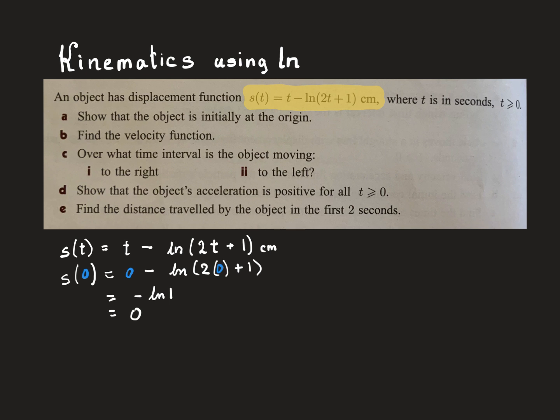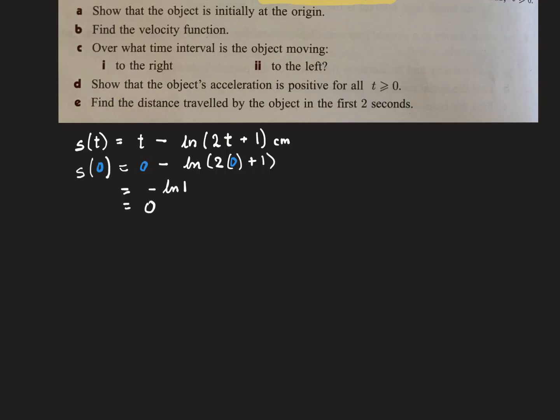If it was on the left-hand side, displacement would be negative. If it was on the right-hand side, its displacement would be positive. Now we need to find the velocity function. From the displacement function, we can find the velocity function, and that will be just 1 minus 2 over 2t plus 1. And this object is moving at centimeters per second.